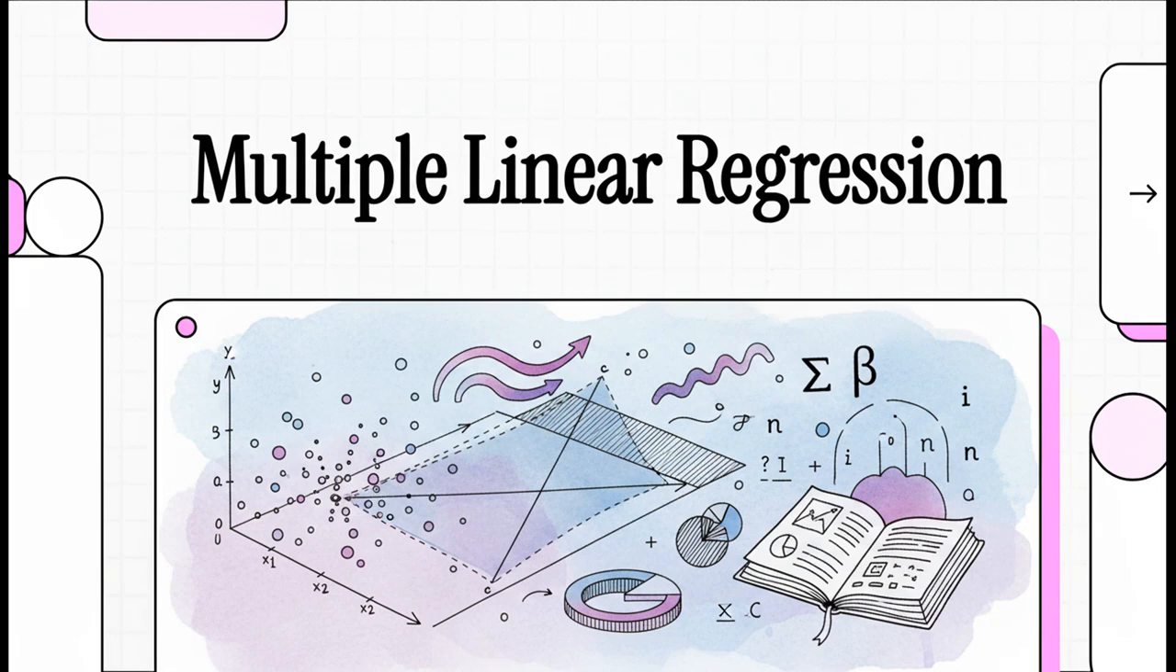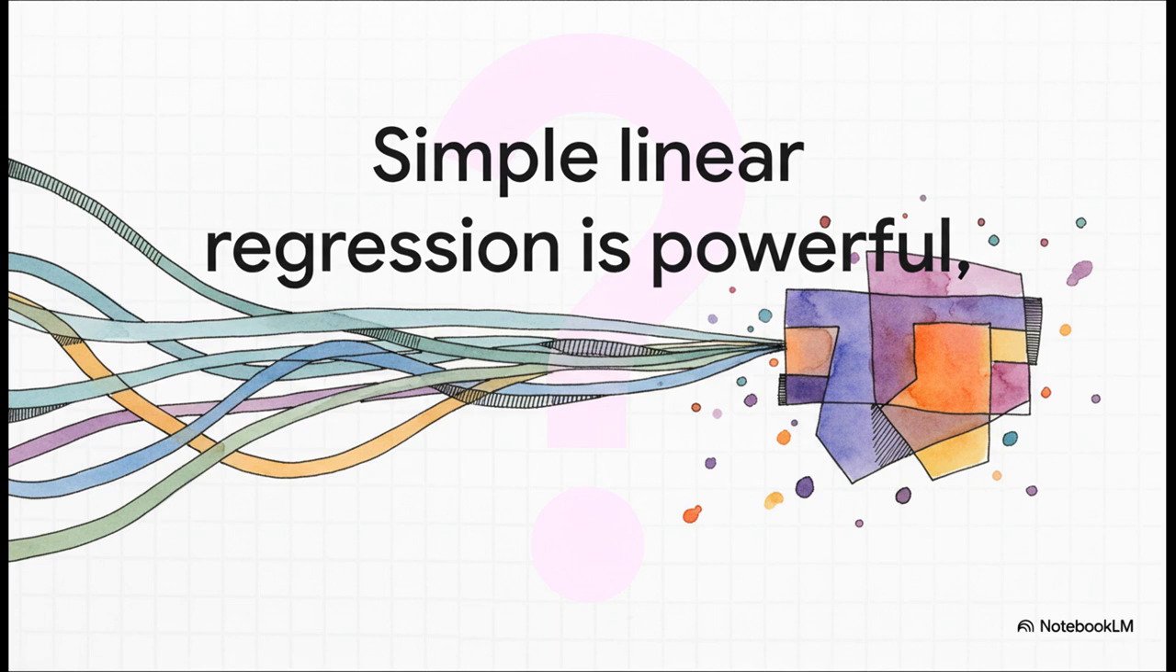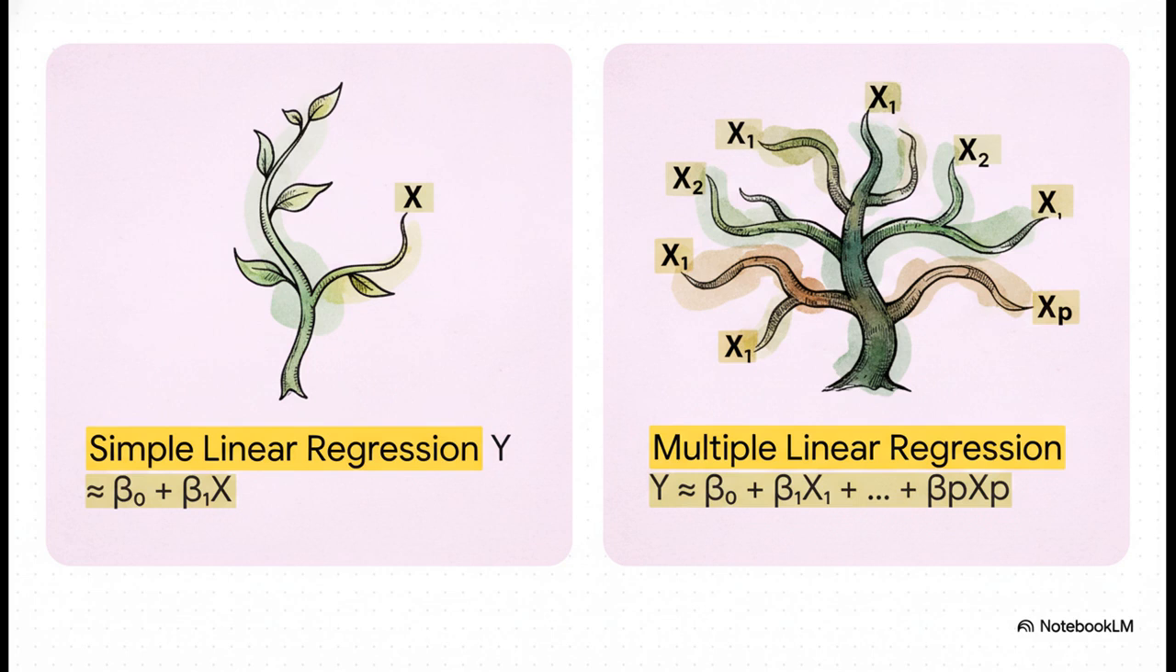All right, let's talk multiple linear regression. We're moving beyond just a single cause. Simple regression is great, but in reality, outcomes usually have multiple drivers. So we just expand the equation, adding more variables, each with its own coefficient.